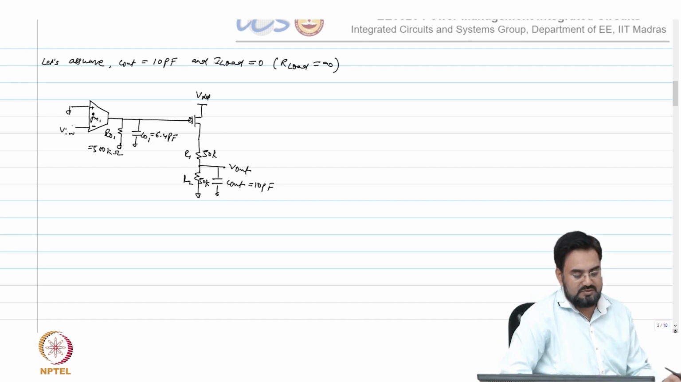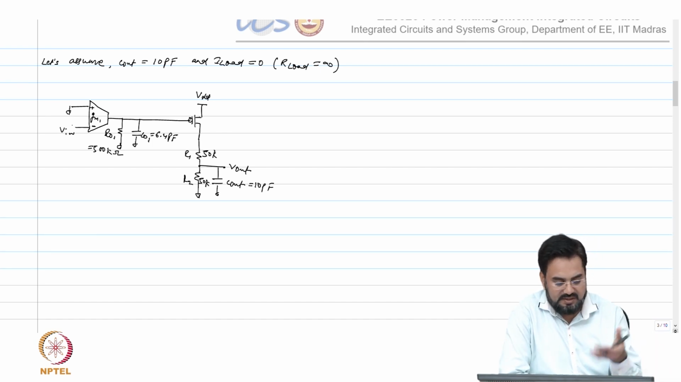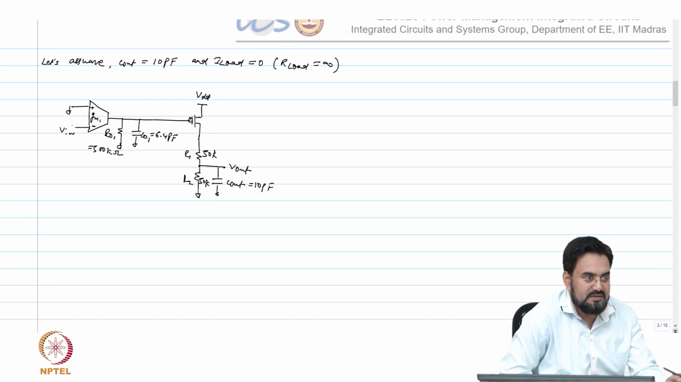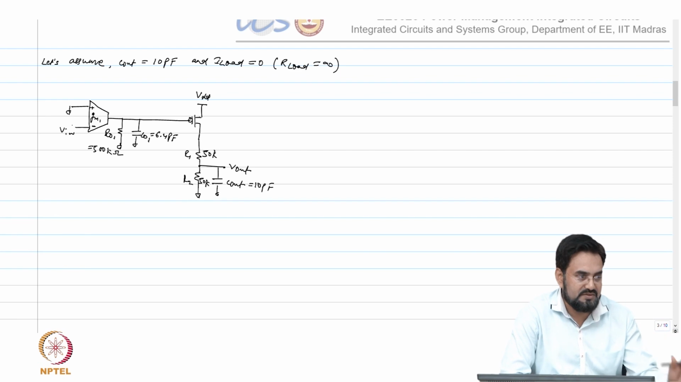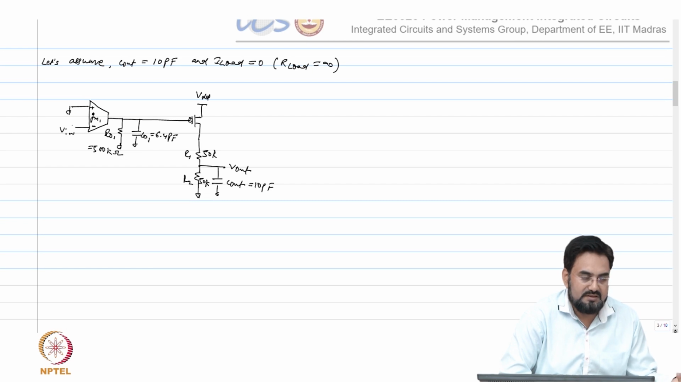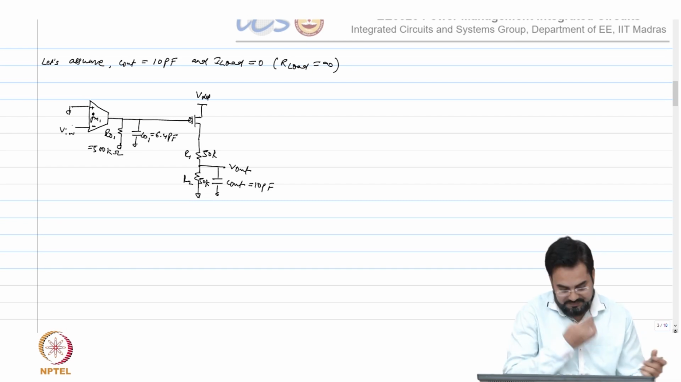So you can choose VREF accordingly to get whatever V out you want. Or if your VREF is fixed, then you have to change the feedback ratio. So I'm just assuming beta is half: 50k, 50k, and for the same example with 1.5 volt output, your VREF should be 0.75.